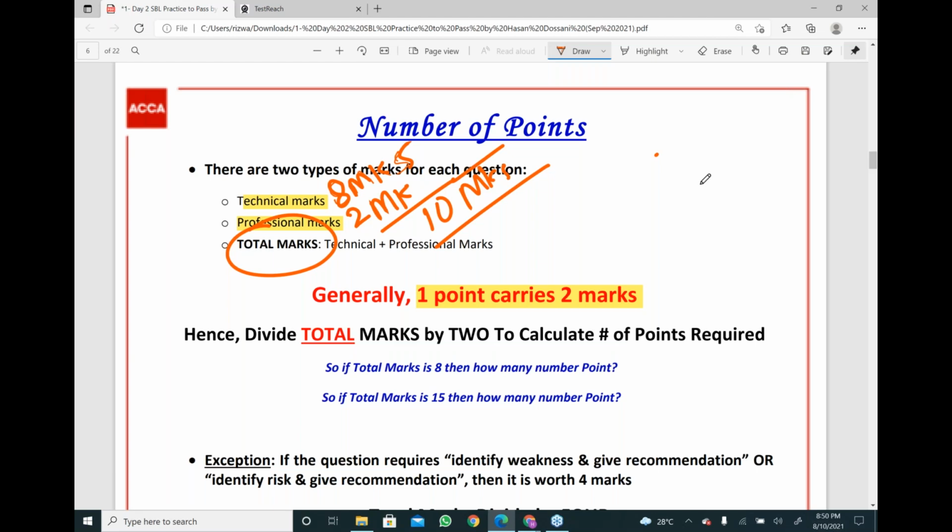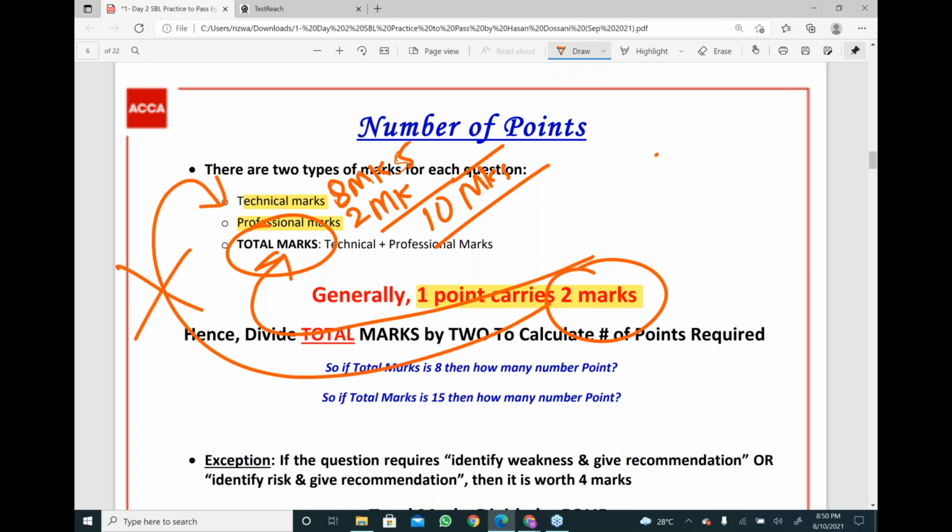So when you divide by 2, always use total marks. The examiner and most of the teachers always say divide by technical marks, but I disagree with them. I want you to divide the total marks by 2. Why? Because total marks will always be more than technical marks. And if you divide total marks by 2, you will end up writing 1 extra point, and that extra point would act as a buffer. Okay, it might save you.